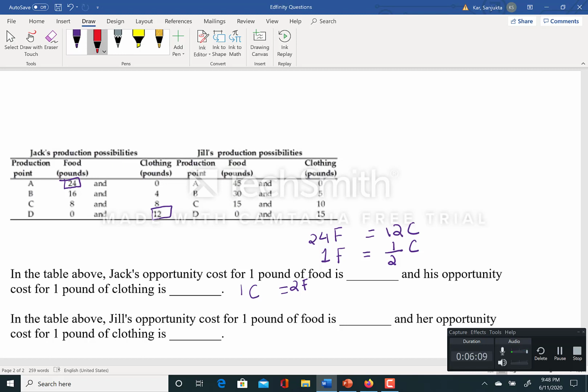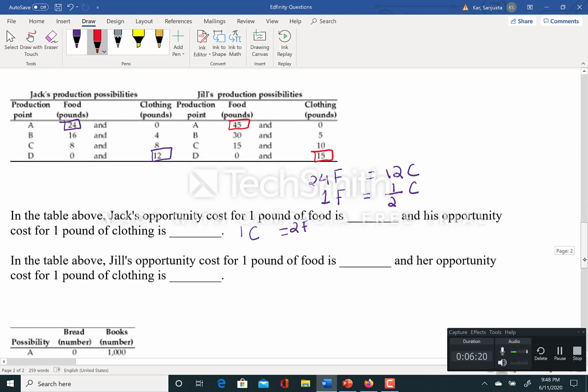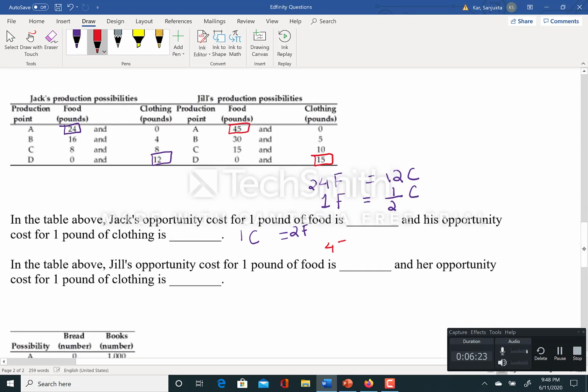Alright, now look at Jill's opportunity cost. I'm going to look at this number 45 and this number which is 15. Now for Jill, I can write 45 food is equal to 15 clothing, or 1 food is equal to 1/3 of a clothing. And for 1 pound of clothing, I can flip it. 1 pound of clothing is equal to 3 pounds of food. This is how you do the opportunity cost questions.